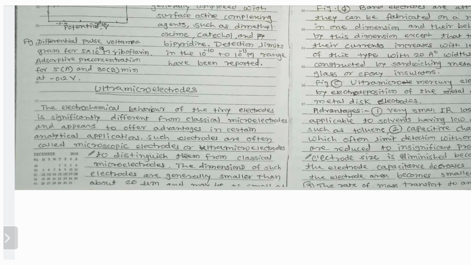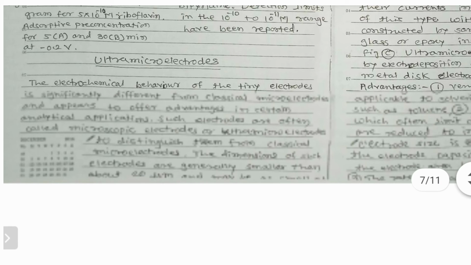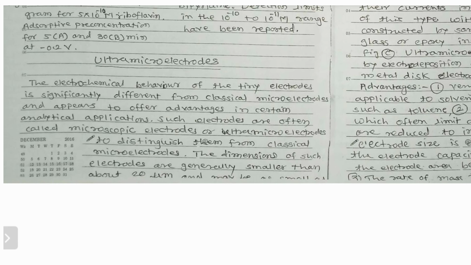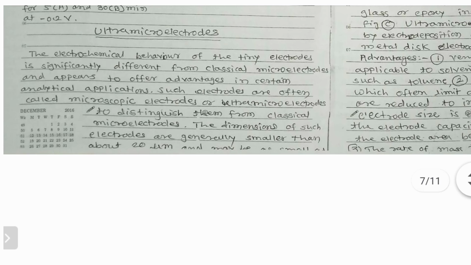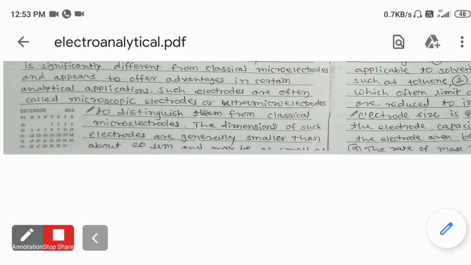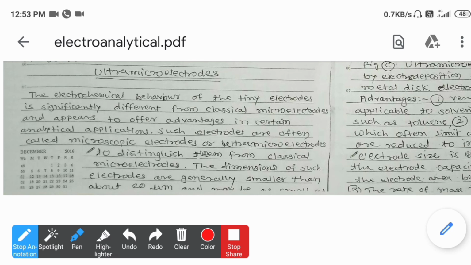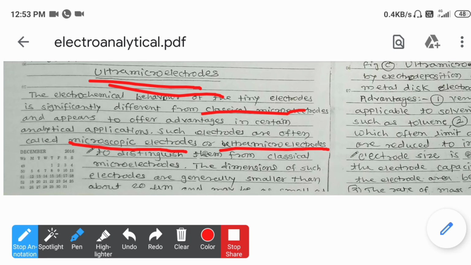We can see this in the ultra micro electrode. The electrochemical behavior of a tiny electrode is significantly different from the classical micro electrode, which is obvious because of the difference in surface area. So they will differ from the classical micro electrodes. Such electrodes are often called microscopic electrodes or ultra micro electrodes.